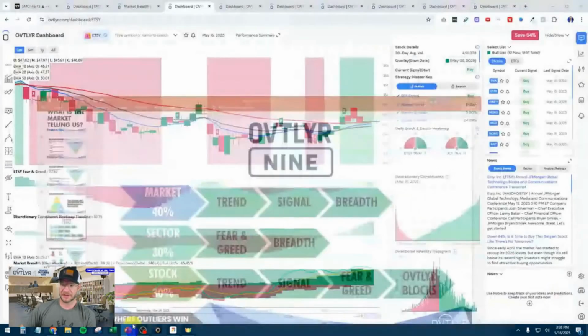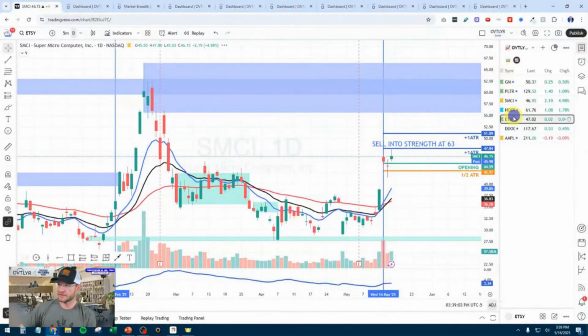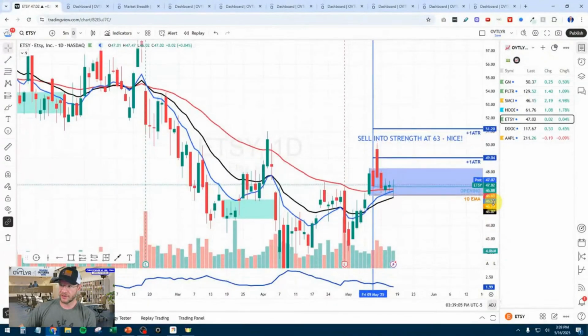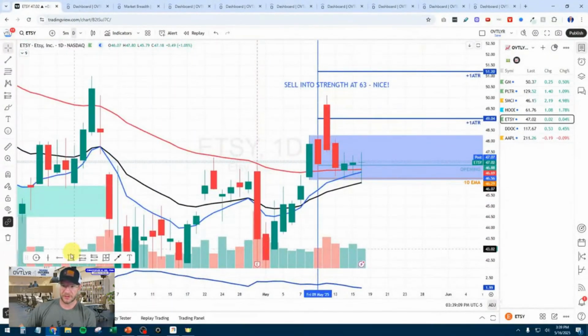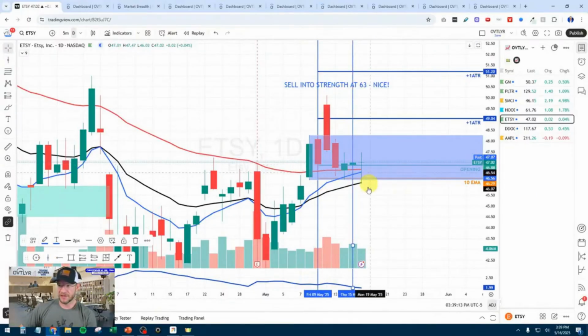Lastly is the outlier blocks over here on Etsy. I'll show you where I got in and where I got out. I got in this candle right here that's marked on May 9th, and I got out yesterday on May 15th. And it was really a scratch, honestly. It wasn't much of anything.